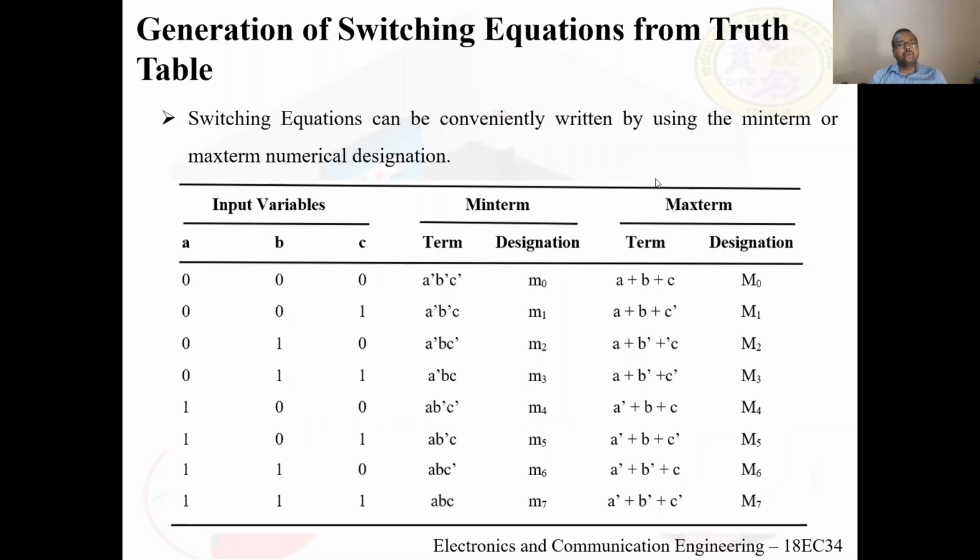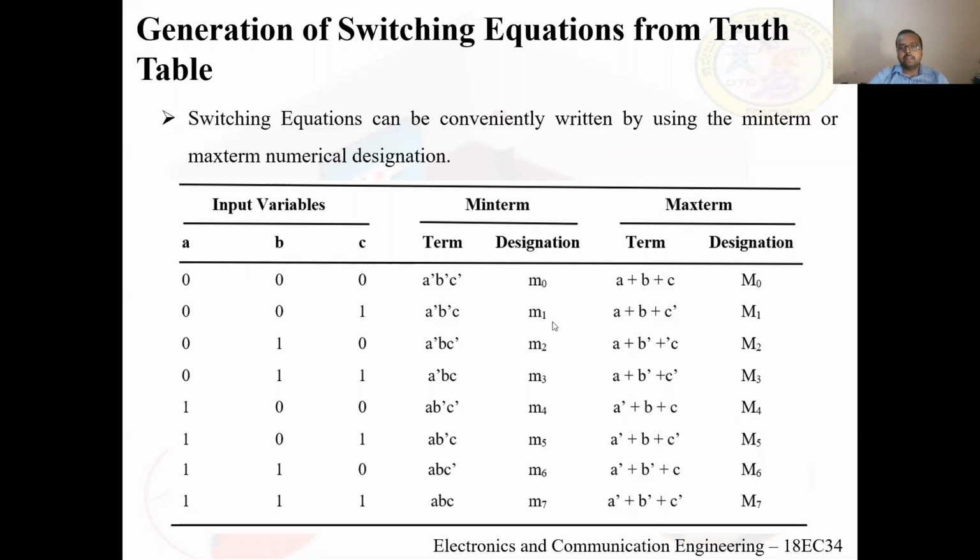Now we'll see how to generate the switching equations from a table. A table is shown here. If you see in the table, there are three input variables, A, B and C. Now write the min terms and max terms with designation. As you can see from here, there is small m and capital M. The small m stands for the min terms and capital M is represented for the max term.